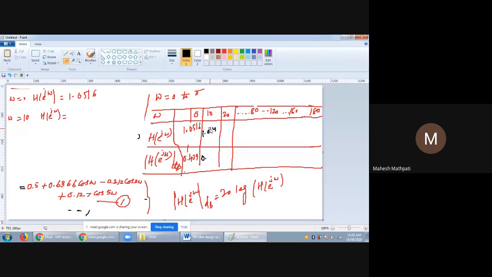ठीक है, फिर और लॉग का वैल्यू कितना आ रहा है? 0.205। Others can also contribute. 0.205। 0.21 किसी का आ रहा है? Yes, sir. 0.214. Yes, the answer is 0.214.